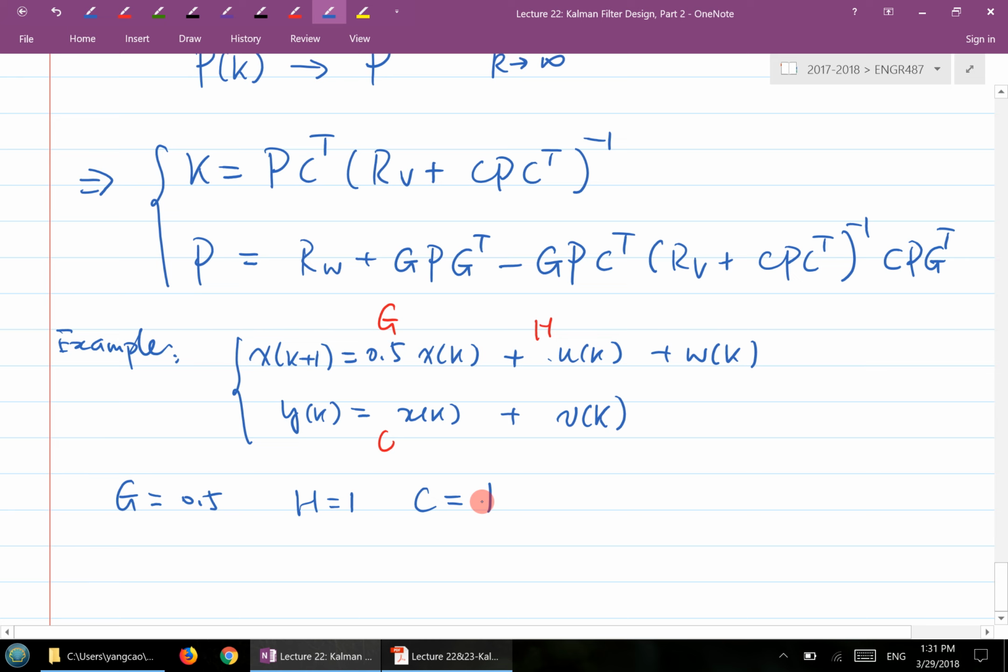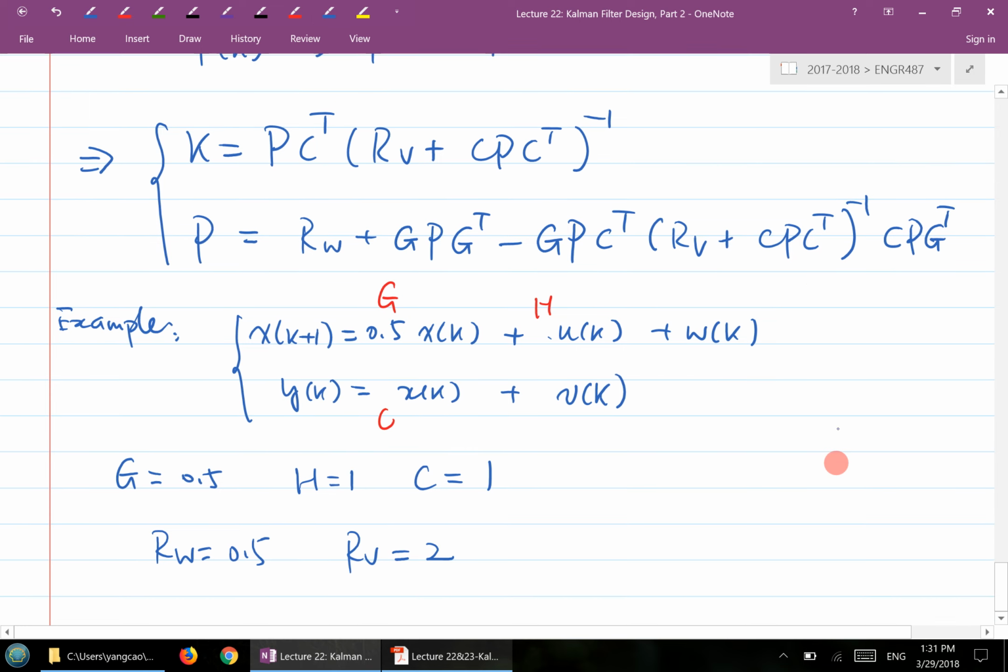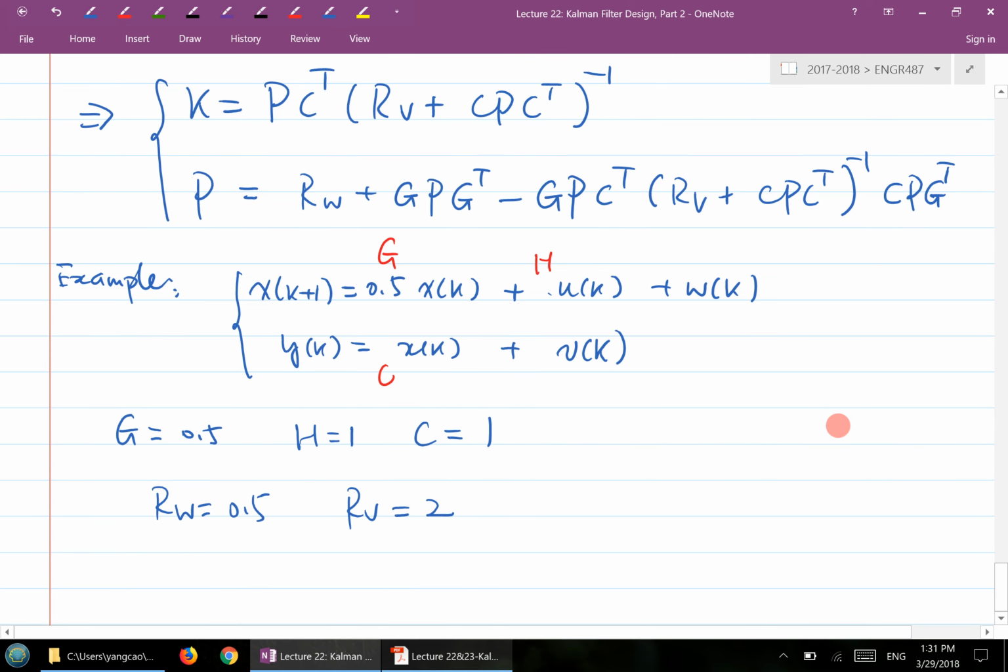Let's say suppose that the process noise has a variance of 0.5, so R_W is 0.5. And the sensor noise has a variance of 2. Then let's calculate what P and K are equal to at steady state.